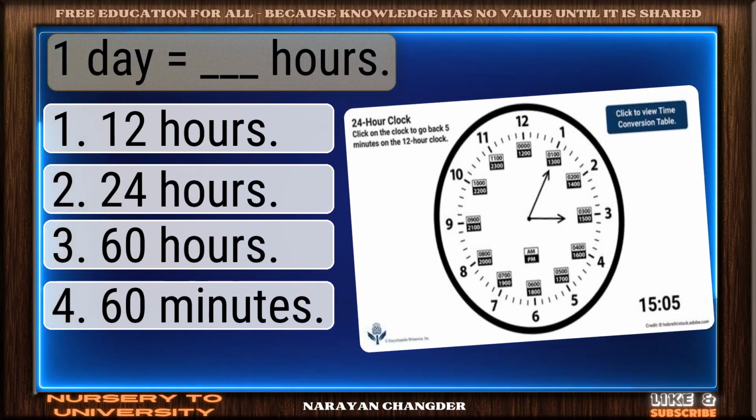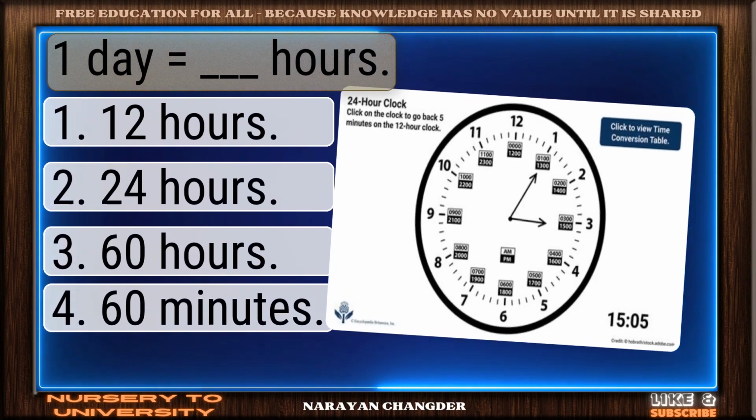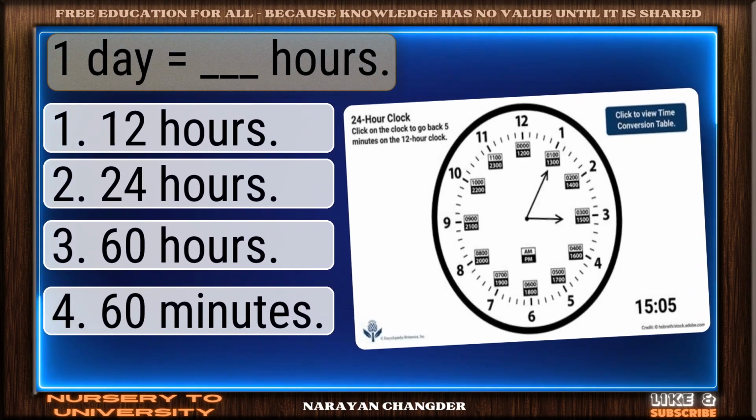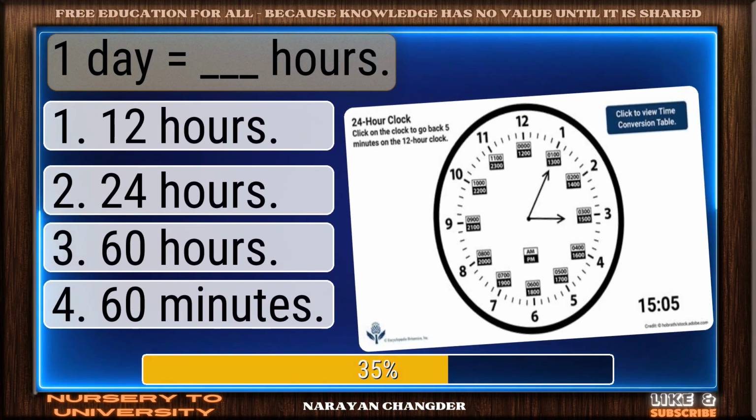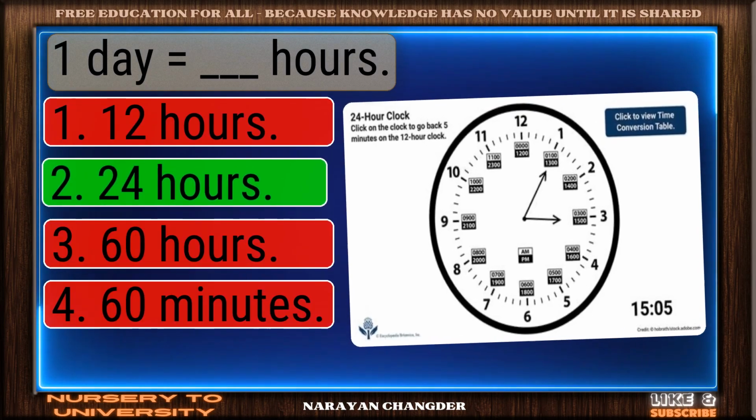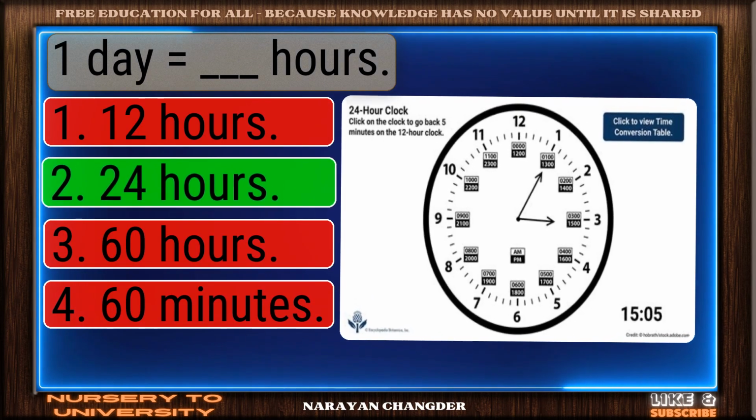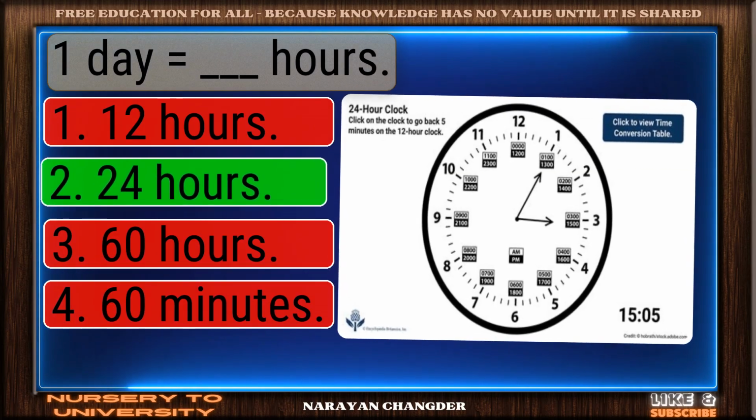Can you solve all these class 3 maths? Chapter 7, time, questions. 1 day equals dash hours. Correct response. 24 hours is the most accurate answer.